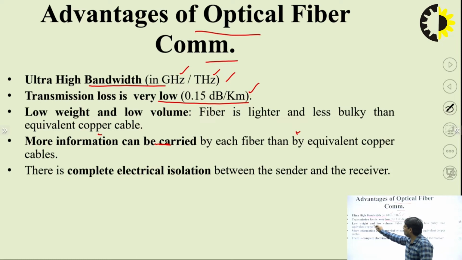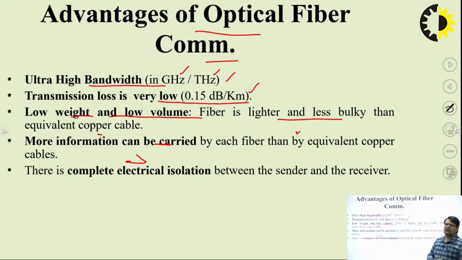Next is low weight and low volume. If we compare the same length of copper wire and same length of optical fiber, definitely the weight of the optical fiber cable is very low as compared to the copper wire, and we can have fiber with as low diameter as the human hair. So the diameter or size of the fiber is also very small. Next is more information can be carried. We have already studied more is the bandwidth, so more is the data rate or information carried.